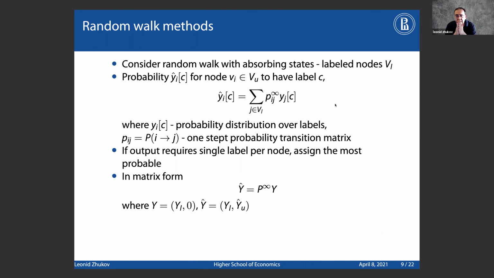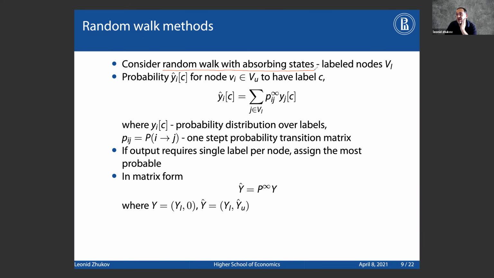One of the very interesting ways is a random walk method. It's a graph-based way because you need to have a graph to have a random walk. Now, the key idea of this method is that we're going to look at the random walk with absorbing states.